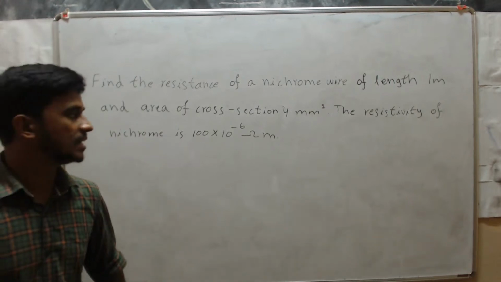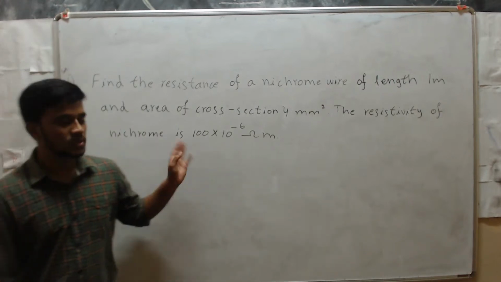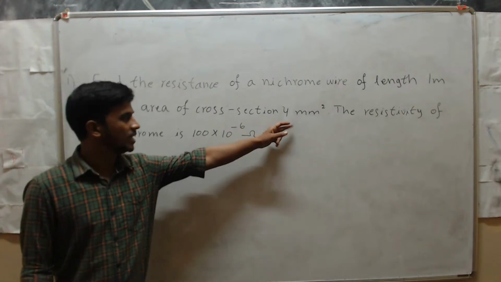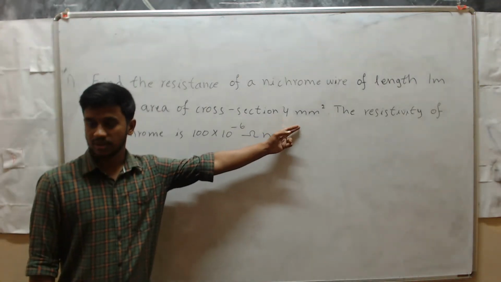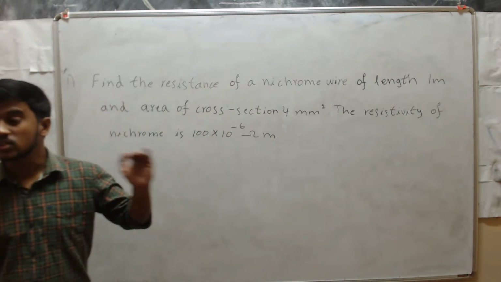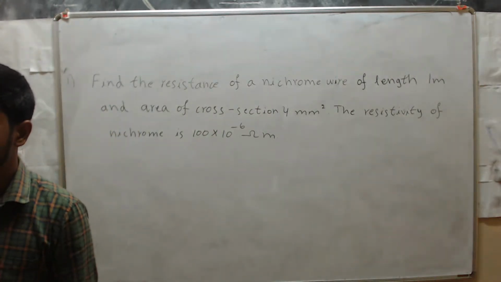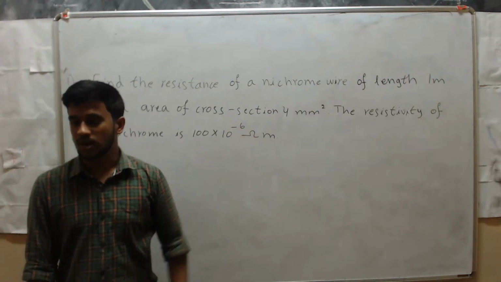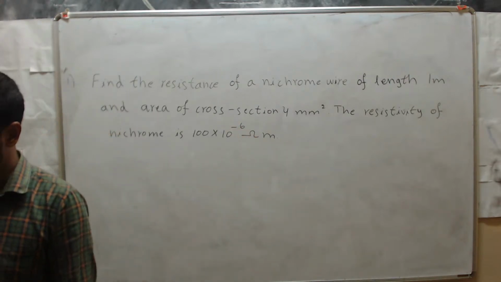25 ohm. Yes, exactly right. Okay, no need to calculate. Everything is the same. Only here, earlier it was 2 millimeter square. Sorry, now it is 4 millimeter square. So definitely you get 25 ohm.